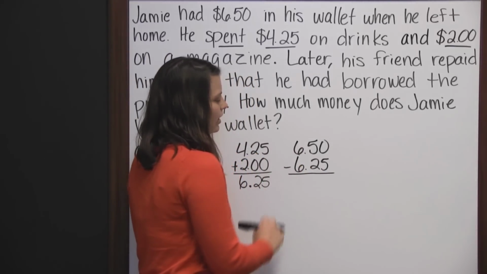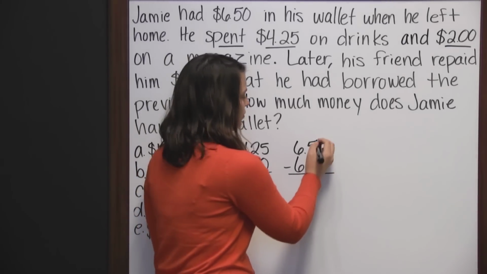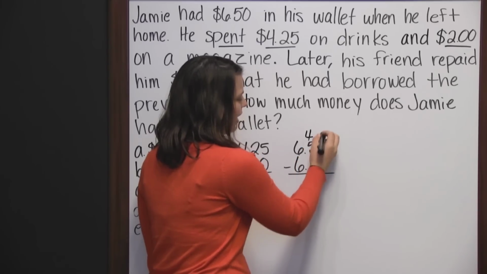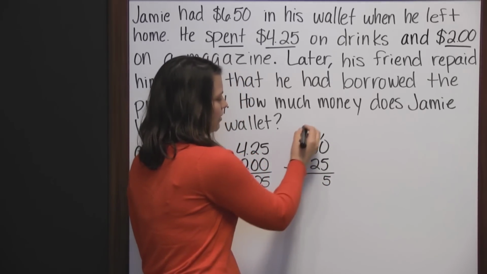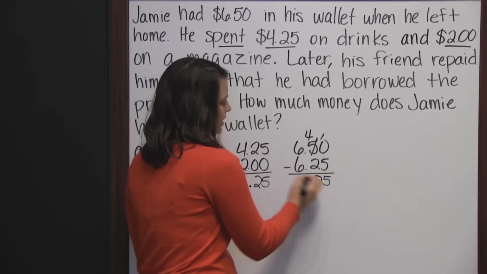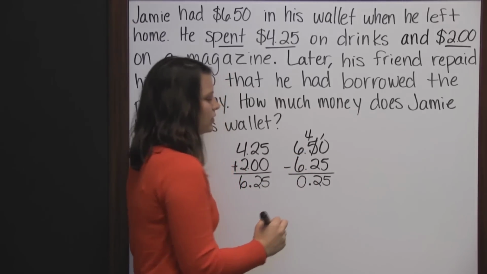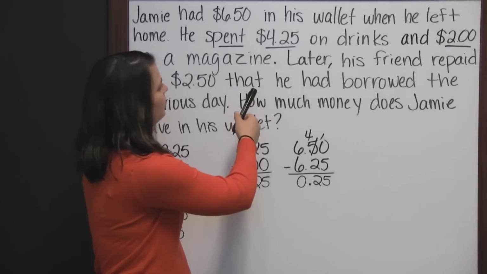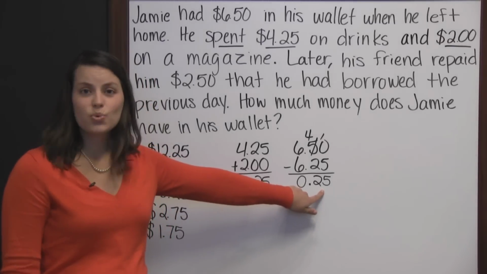So I have to subtract what he spent from what he had before. And again, we need to line up our decimals. I can't take 5 from 0, so I'm going to borrow from this 5. It becomes a 4. And now I have 10 minus 5 is 5. And 4 minus 2 is 2. Can bring down that decimal. 6 minus 6 is 0. So that means after he spent the $4.25 on the drinks and $2 on the magazine, he only had 25 cents left.